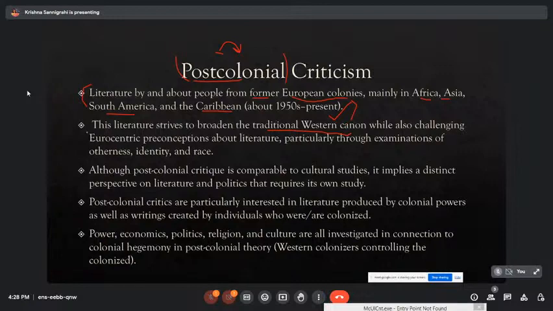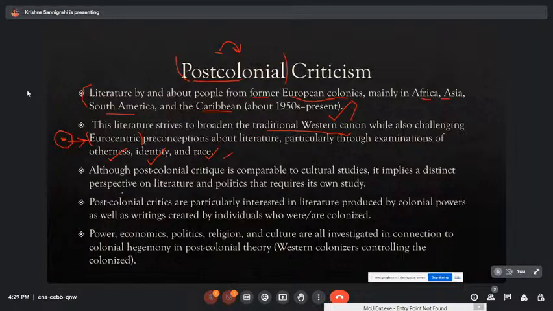The Eurocentric. What is Eurocentric? Eurocentric is talking about the discourse which has Europe at the center. So the discourse has Europe as its center. And this kind of discussion is termed as what? As Eurocentric. Eurocentric perceptions about literature, particularly through examinations of these terms, which are important: otherness, identity, and race. Right? So, although post-colonial critique is comparable to culture studies, it implies a distinct perspective on literature and politics that requires its own study, because it talks about these things with specificity, that is otherness, identity, and race.